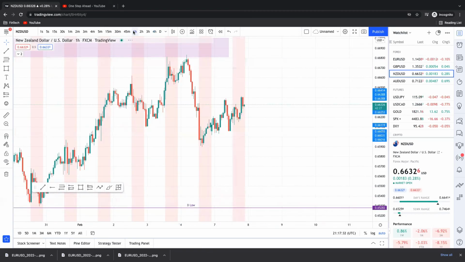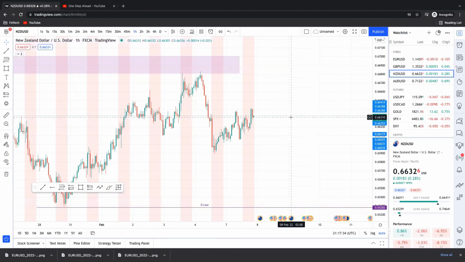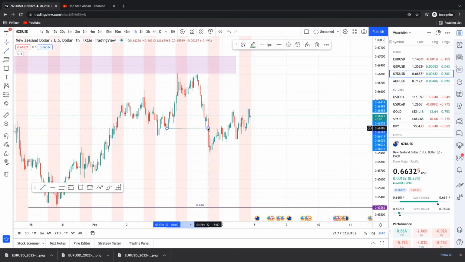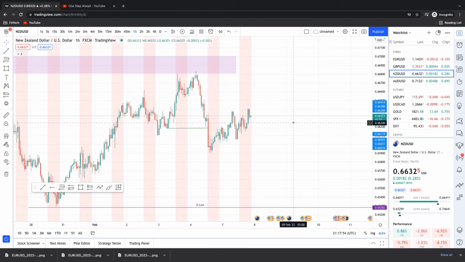So let's see how it is looking on 1 hour. So yeah, it's nice. So this was the high, this is not a high, the high was here on the 1 hour, sorry, the low was here, this is a base. Okay, and you see the break of structure here, and that break of structure came from here.